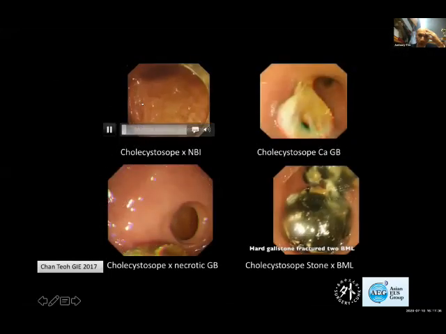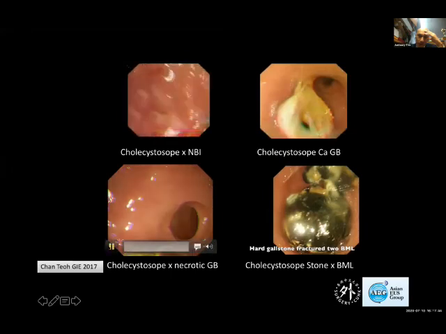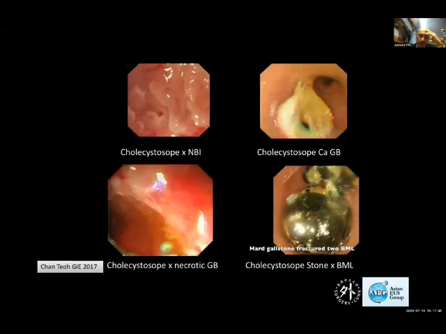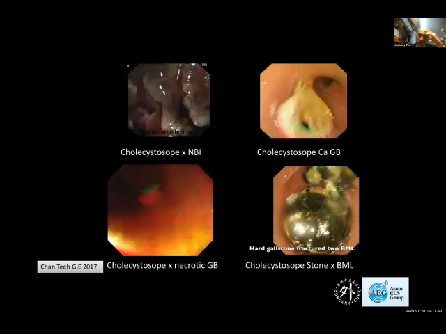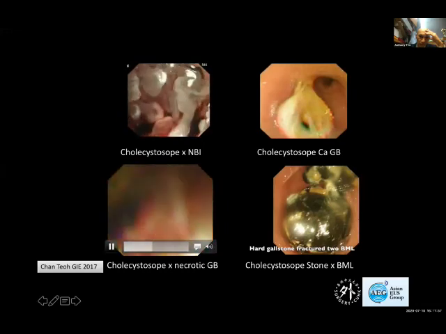These are just some images from the cholecystoscopy. You can see multiple papillary projections inside the gallbladder. This is a patient with a necrotic gallbladder. I think the patient had suffered from a very severe cholecystitis. So you can see a lot of necrosis inside the gallbladder.